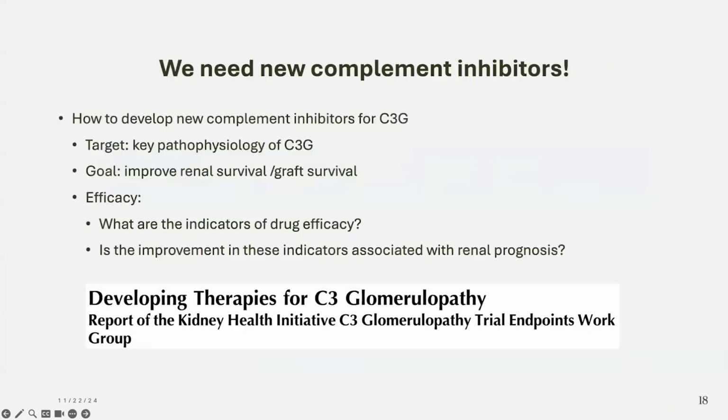How can we develop complement inhibitors? We know the target. Our goal is to improve renal survival. How do we evaluate the efficacy of a new drug? First of all, we need to identify indicators that are associated with renal prognosis.